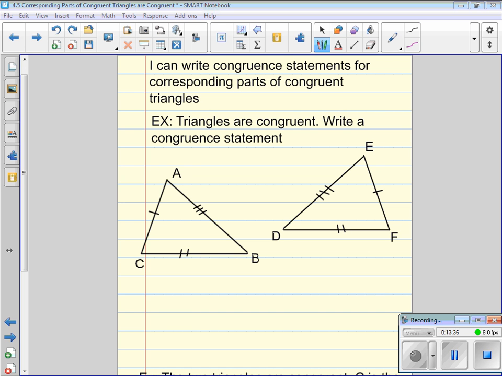So watch what I do. In this case, I just happen to have a single struck angle. I'm going to mark the side across from it as a single struck. It's just an organizational thing.